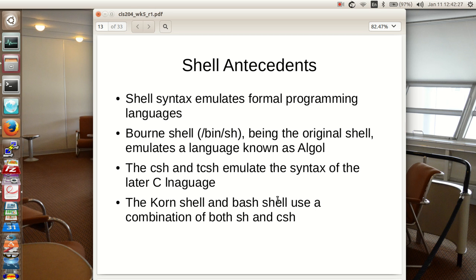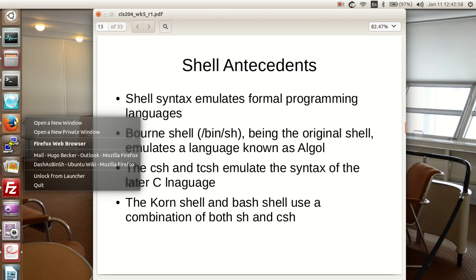Okay. Shell syntax emulates formal programming languages. So the Bourne shell began as bin/sh. Being the original shell, it emulates a programming language that was known as Algol. The C shell and Tenex C shell, TC shell, emulate the syntax of the later C language. The Korn shell and Bash shell use a combination of both Bourne shell and C shell, but in reality that may not quite be as good an explanation as we want.